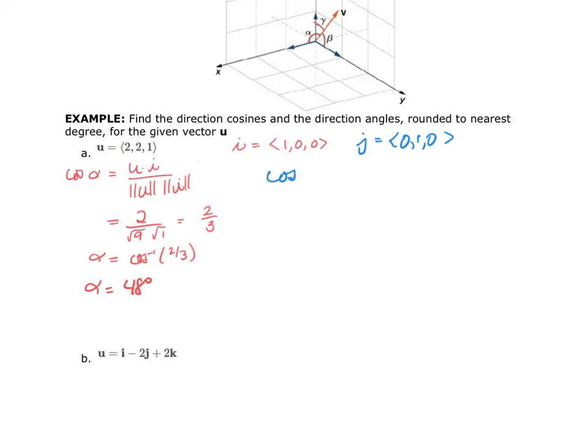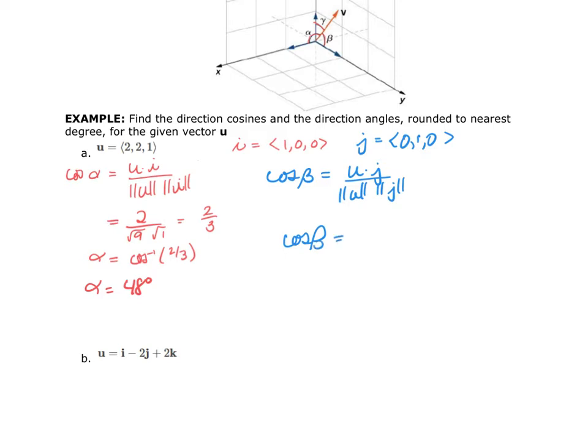So the cosine of beta, which is in the y direction off of the y-axis, is going to be equal to u dotted with j, divided by the magnitude of u multiplied by the magnitude of j. The u magnitude is not going to change from before, and the j magnitude is going to be like the i magnitude because it's in that direction. So the cosine of beta, and I used theta because I like beta. I like theta too.